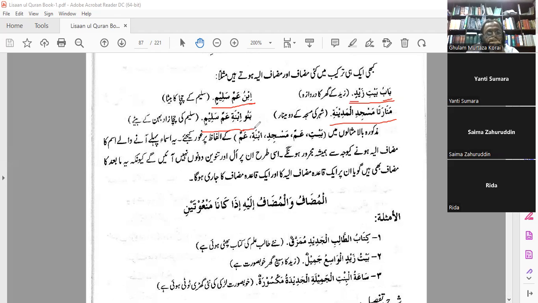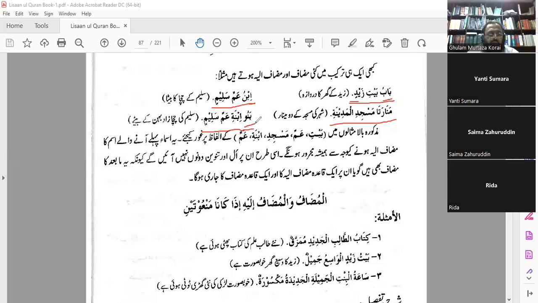Can I try? Yes, sister. Try it. Banu is mudaf with no tanween, and ibnati is mudaf ilayhi for Banu, and ammi is also mudaf, and salimi is mudaf ilayhi. Okay, sister.